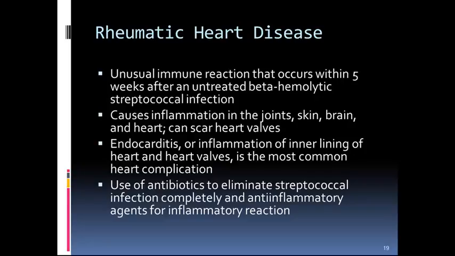It causes an inflammation in the joints, skin, brain, and heart, and can scar the heart valves. Endocarditis can occur, which is inflammation in the inner linings of the heart and the valves, causing stress on the heart. We use antibiotics to eliminate the strep infection completely and an anti-inflammatory agent to decrease the inflammation, especially if there's endocarditis present. The most commonly affected valve in rheumatic heart disease is the mitral valve.